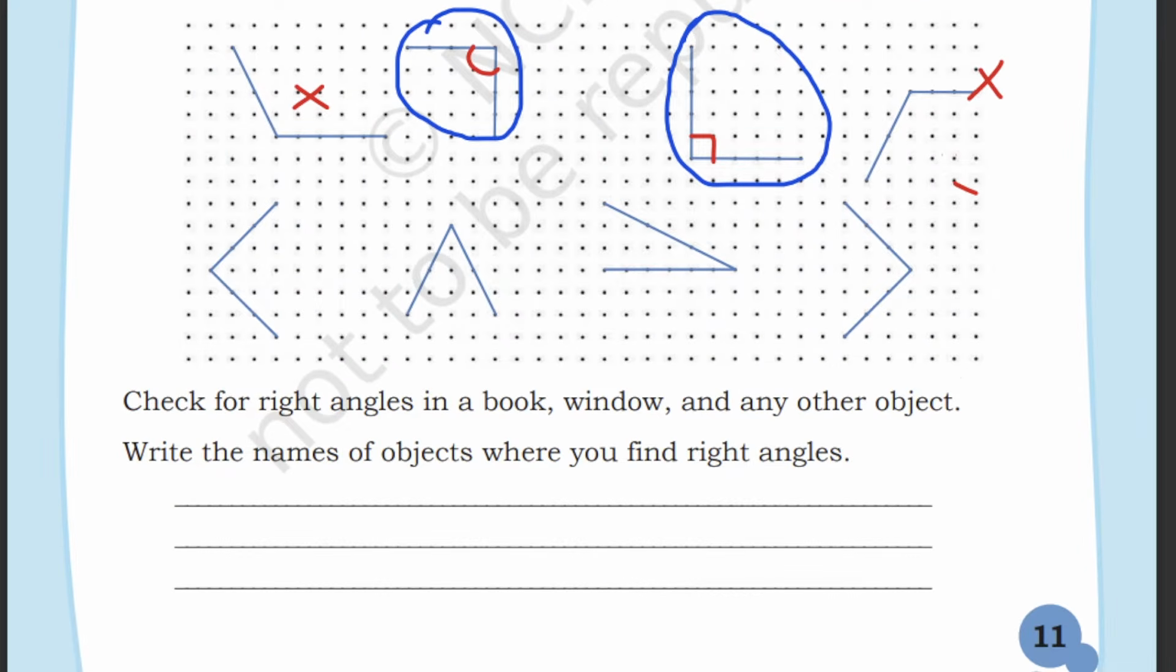Okay, so we will see the next one. He is watching from this position. Okay, we have one straight sleeping line and one straight standing line. Again, we got another right angle.